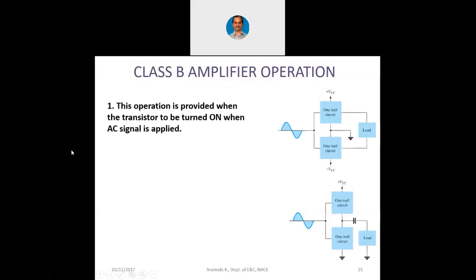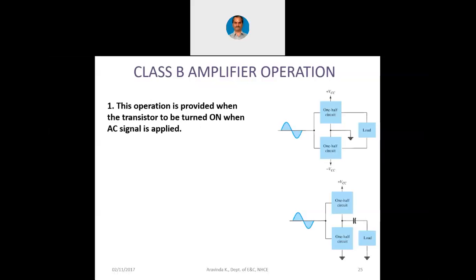So this class B operation is provided when the transistor is to be turned on when the AC signal is applied. In the sense, only when the AC signal is applied, the transistor will turn on. When the AC signal is not applied, it will not turn on. That is the idea here.